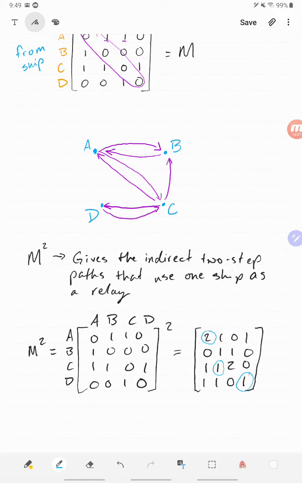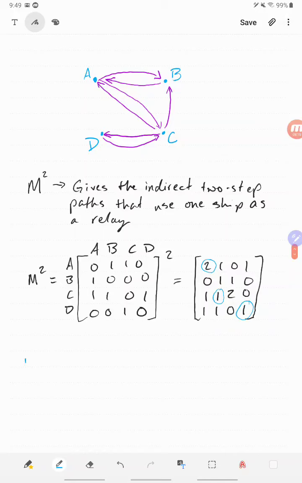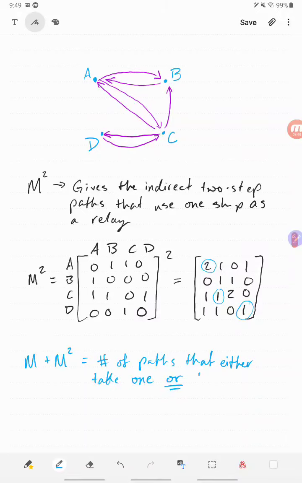So these two-step relays are going to tell you how many times you can relay something to another ship and then to another, right? And then if I wanted to go even further, I could maybe take M and add it to M squared. This would give me the number of paths that take either one or two steps, right?